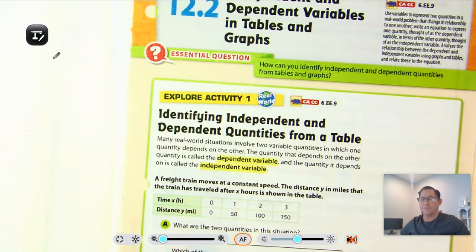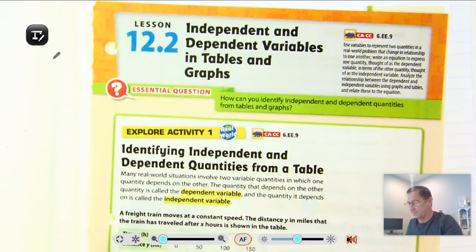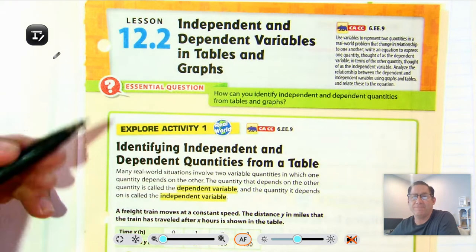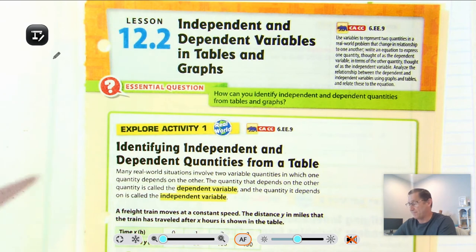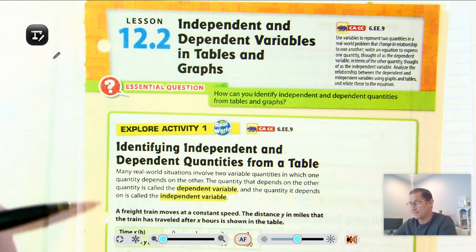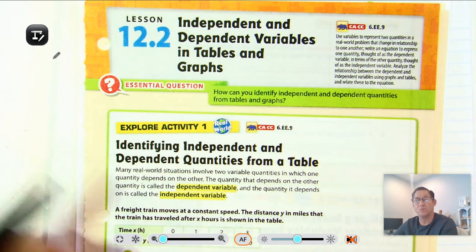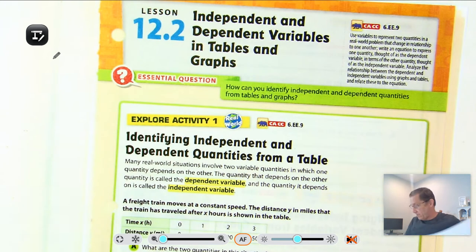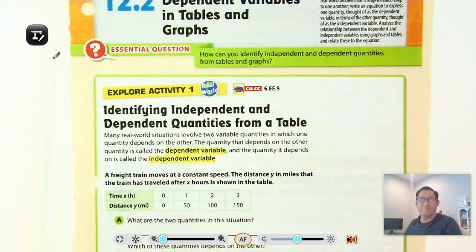Hello, everybody. So today we're going to continue with Module 12 and our discussion of coordinate planes. And today we're going to add the concept of independent and dependent variables in tables and graphs. And so basically our question is, how can you identify the independent and dependent quantities from tables and graphs? All right, so let's look at the explore activity number one. Okay, we're on page 339 of the sixth grade GoMath middle school textbook.